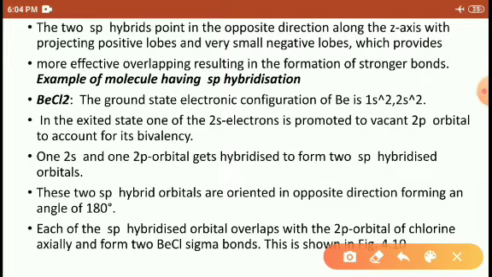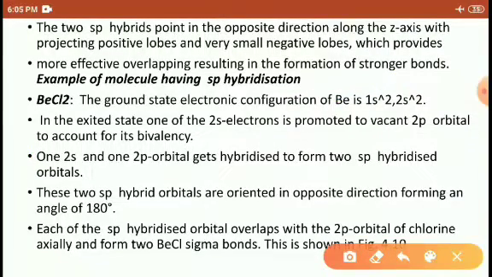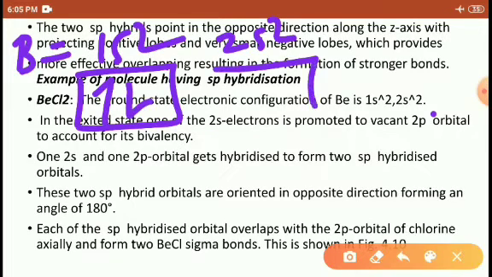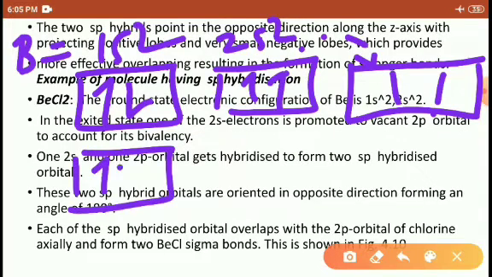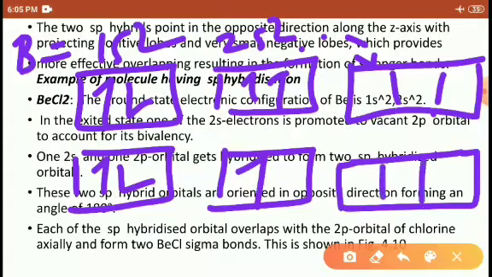One example we will give here is BeCl2. Already I told you, the ground state electronic configuration is 1s2 2s2. Here the atomic orbitals are completely filled. So in the excited state, one s electron is promoted to the 2p orbital. Already I had shown this; I will show you once again, students. 1s2 2s2, and this electron is promoted to here. Then it becomes unpaired, and the empty orbital gets one electron.